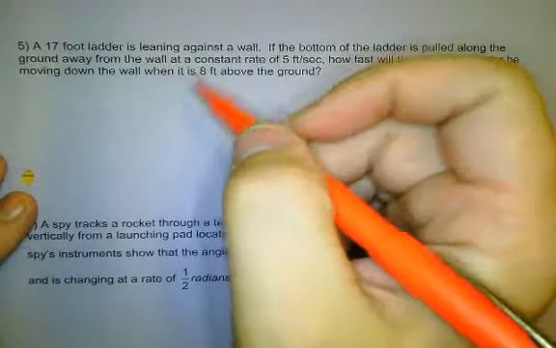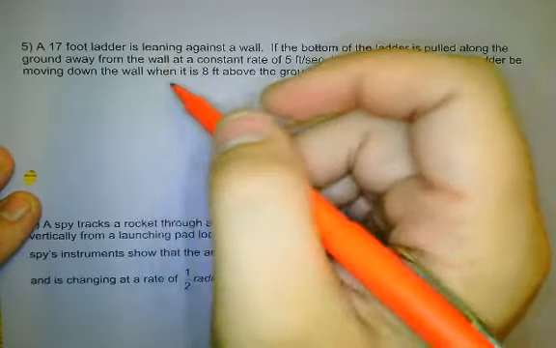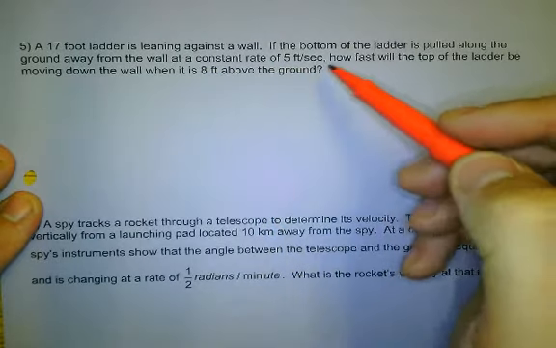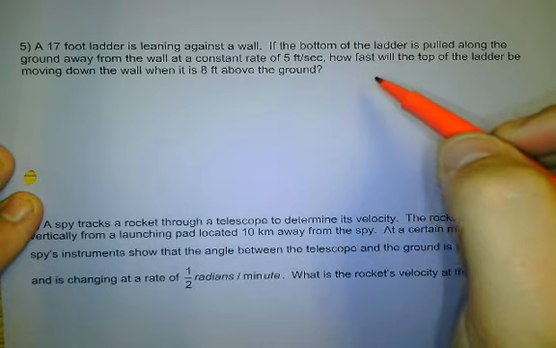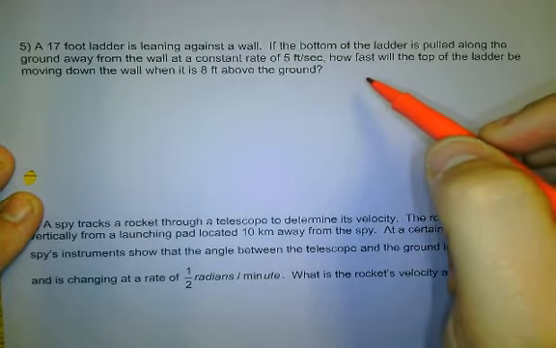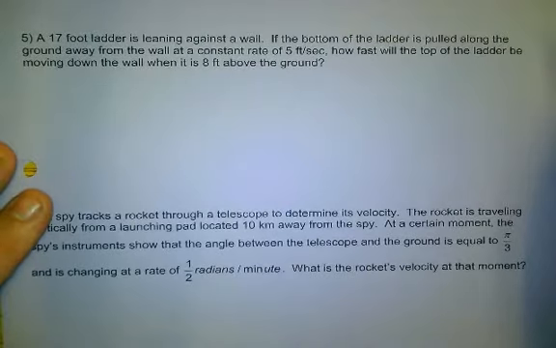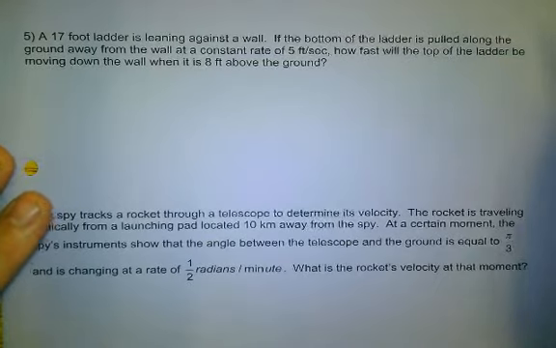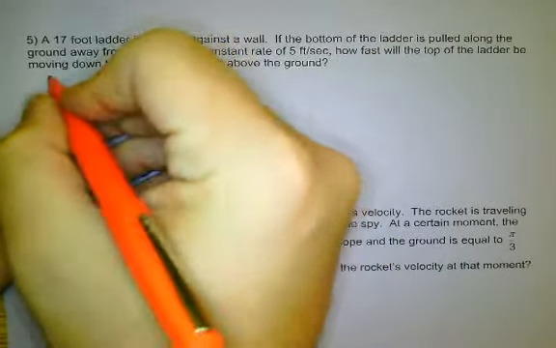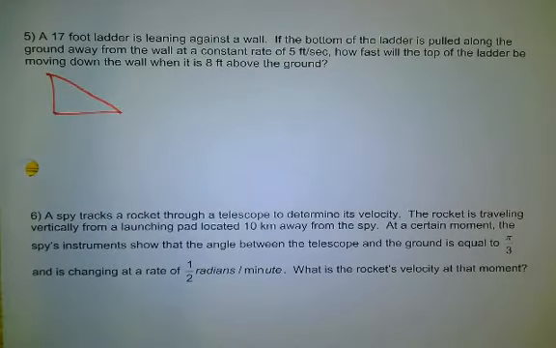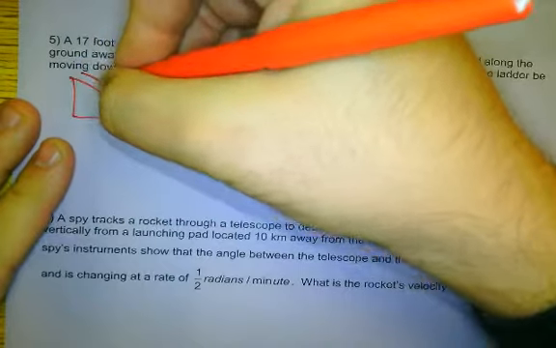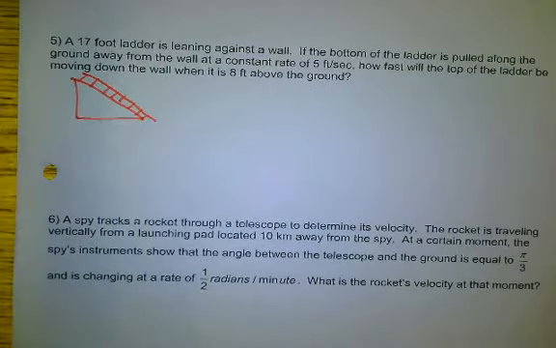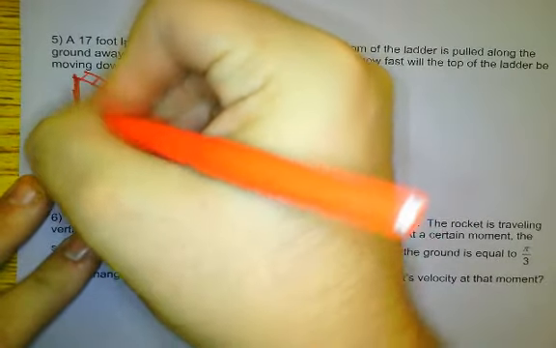Okay, so we have a 17-foot ladder leaning against the wall. The bottom of the ladder is pulled along the ground away from the wall at a constant rate of 5 feet per second. How fast will the top of the ladder be moving down the wall when it is 8 feet above the ground? Do you think a picture would be helpful? Yeah. Okay, fine, I'll do this.